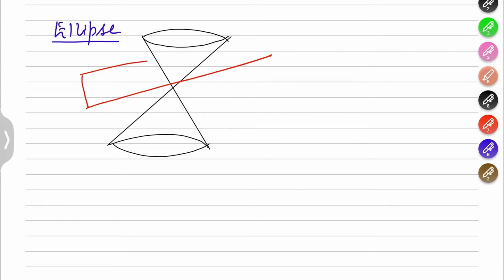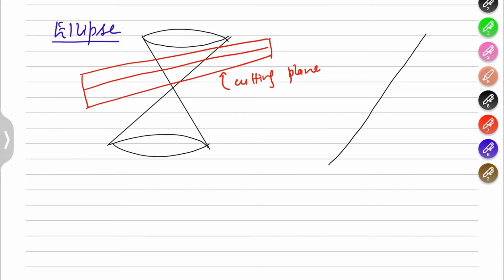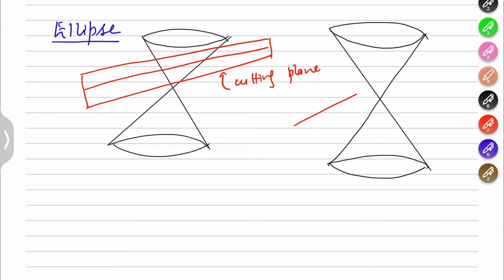Okay, this is the cutting plane, and the cutting plane does not pass through the vertex of a cone. So if I draw it again, the plane is like this. This is the plane. Okay, so suppose this is the axis of a cone.